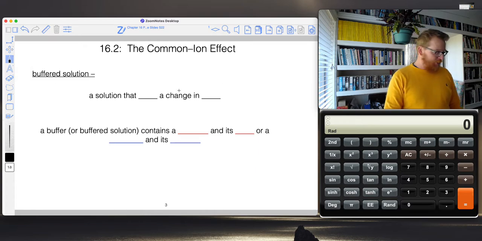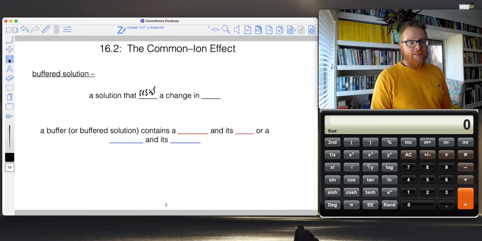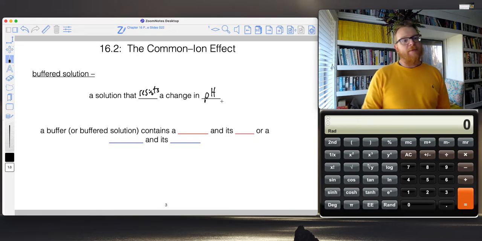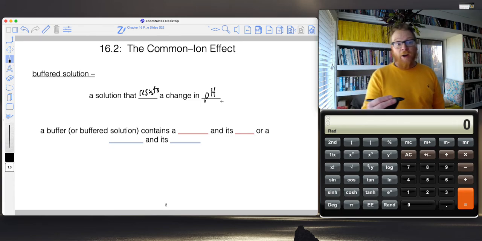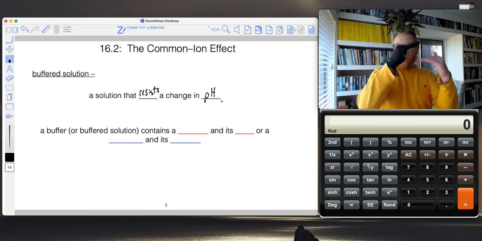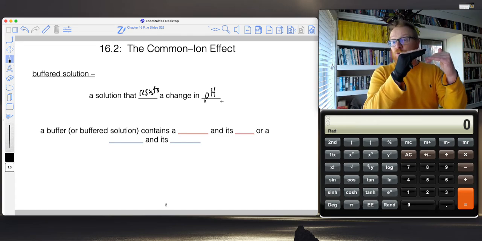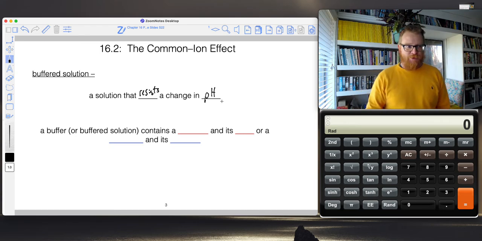So a buffered solution. There's a couple ways that we can think of this. The exact definition is: a buffered solution is a solution that resists a change in pH. So in other words, just like that example with blood, where we can either deplete CO2 or deplete bicarbonate, we're keeping our pH regulated by allowing it to resist a change. Okay. And so how do we make a buffered solution?